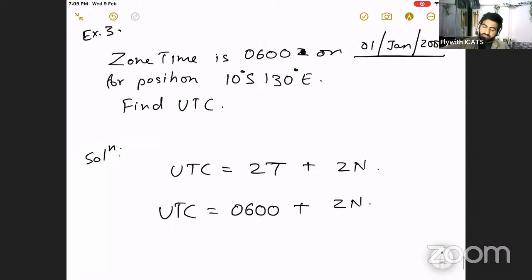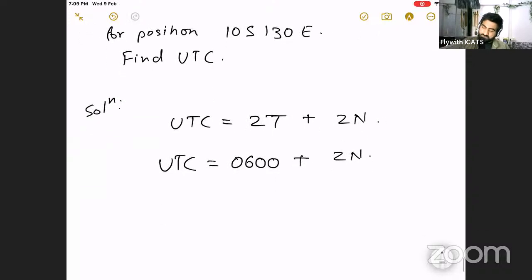Students, the zone number. So my zone number would be 130 divided by 15. It is east, so my zone number will be minus. Okay, I'm going to keep this minus over here. And I'm just simply going to do 130 divided by 15. Quickly, what I'm getting, 08 hours and 0.66, 39. 08 hours, and I'll take it as 0840.